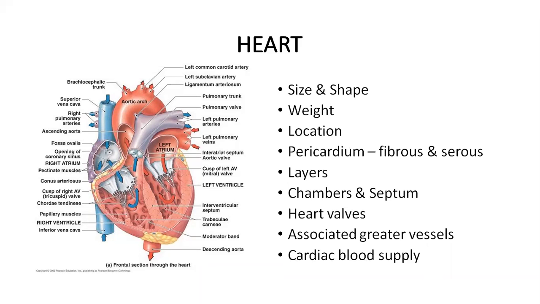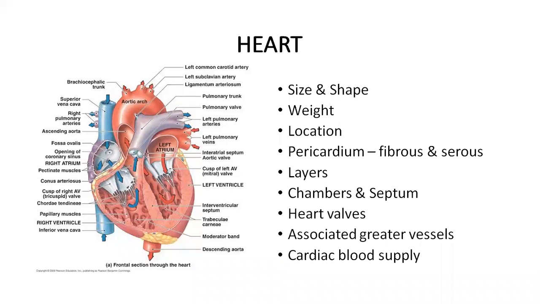Then what is the weight of the heart? It is less than 500 grams, less than 1 pound, that is 450 to 500 grams. The exact location is in the inferior mediastinum, placed between both the lungs. And the extent we saw is from the second rib to the fifth intercostal space.